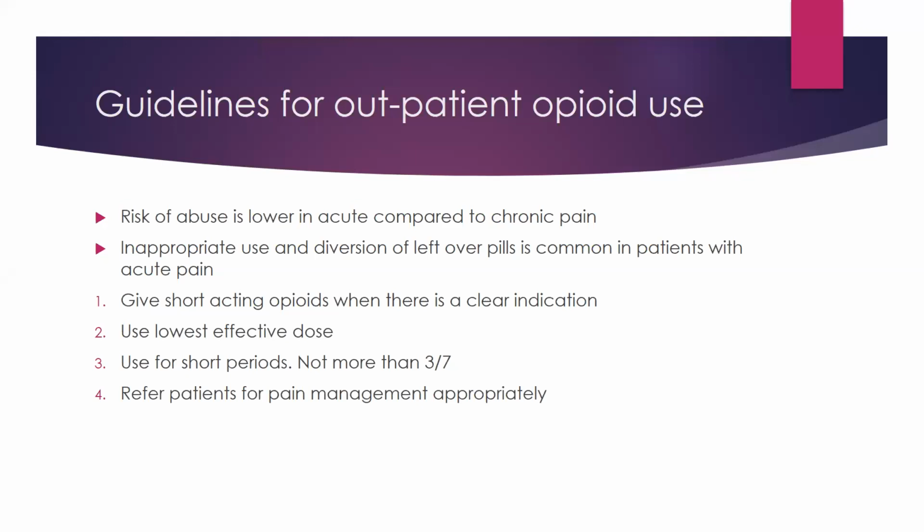So when there's a clear indication, aim to use short-acting opioids. For example, in the outpatient setups or in trauma patients, we'll even prefer to use fentanyl. In the past, pethidine was being used because it is short-acting compared to injections. Use the lowest effective dose. Use the opioids for a short period. So we encourage that in acute pain, let us aim to use opioids for just about 3 days.